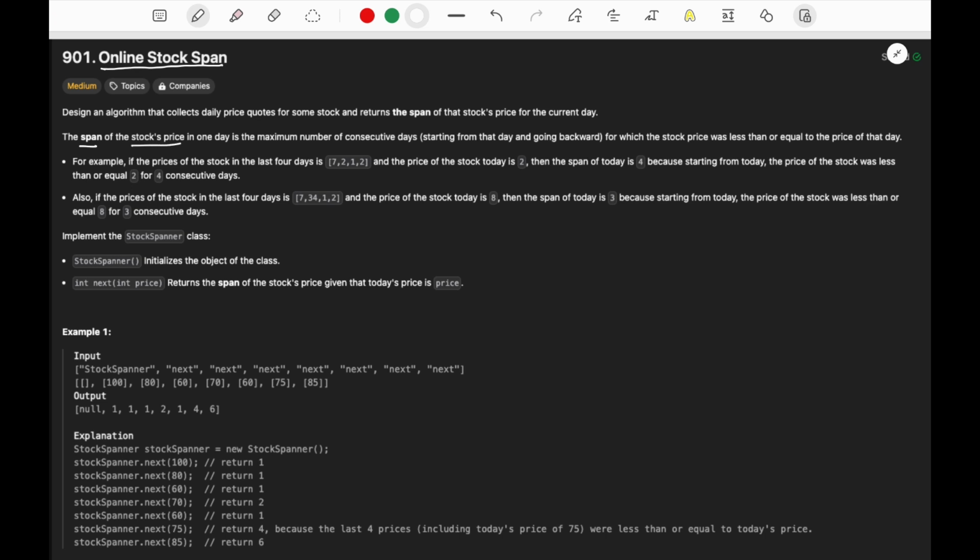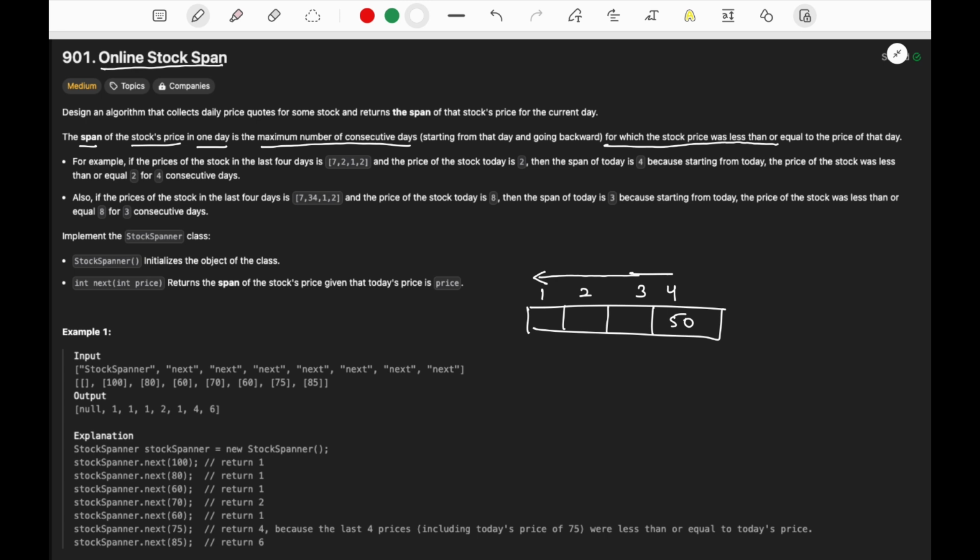The span of a stock price on one day is the maximum number of consecutive days for which the stock price was less than or equal to the price of that day. Suppose we can have many days, right? Suppose this is day number 1, 2, 3, and 4, and on day 4 the stock price was, suppose, 50. So the span is defined as the number of consecutive days, from 4 till 1, such that the value of the stock price on these days is smaller than 50 or equal to 50.